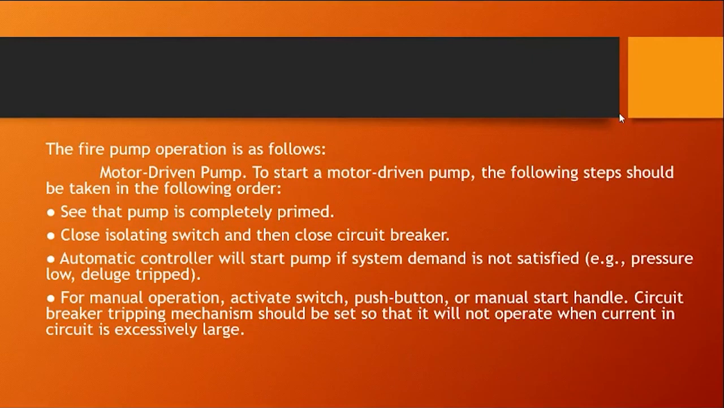The fire pump operation is as follows. First is the motor-driven pump. To start a motor-driven pump, the following steps should be taken in the following order. First, see that the pump is completely primed. Next, close the isolating switch and then close the circuit breaker. Next, the automatic controller will stop the pump if system demand is not satisfied. Next, for manual operation, activate the switch, push button, or manual start handle. The circuit breaker tripping mechanism should be set so that it will not operate when current in the circuit is excessively large.